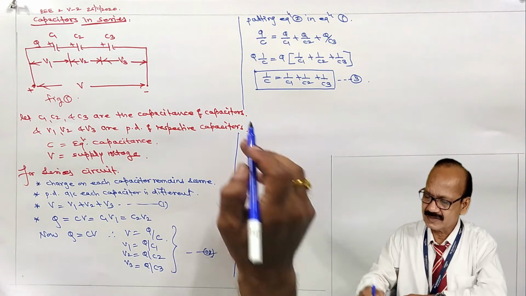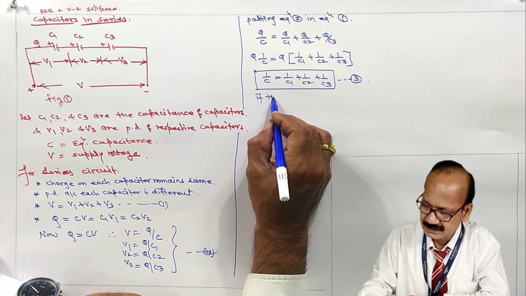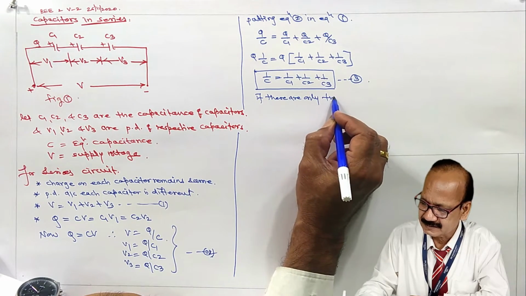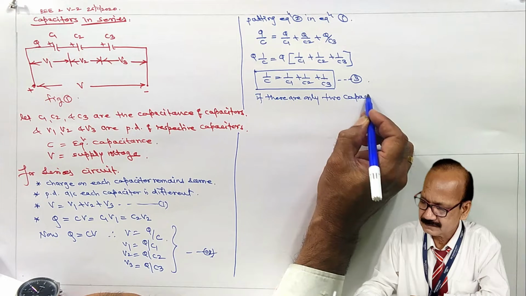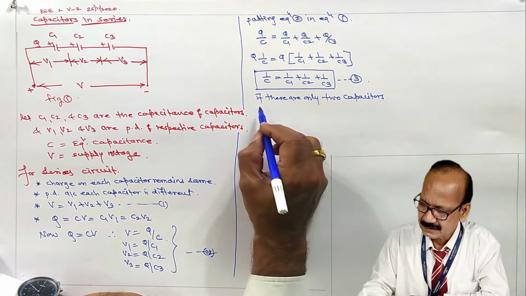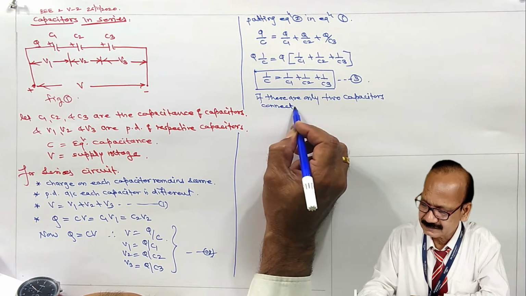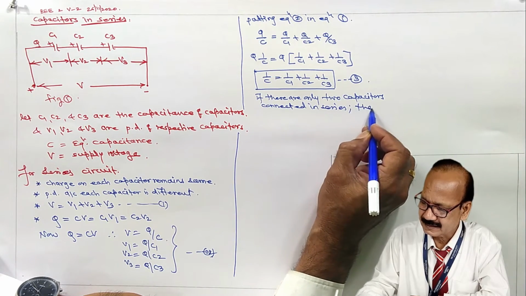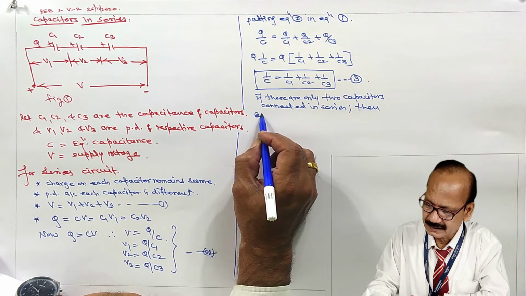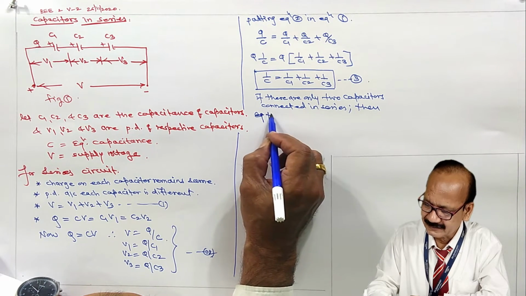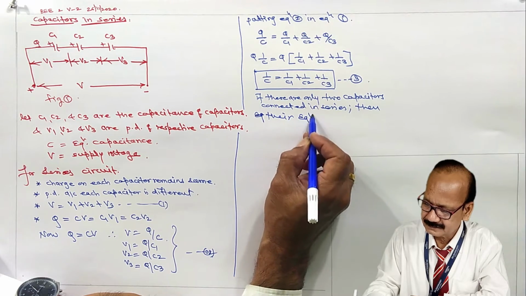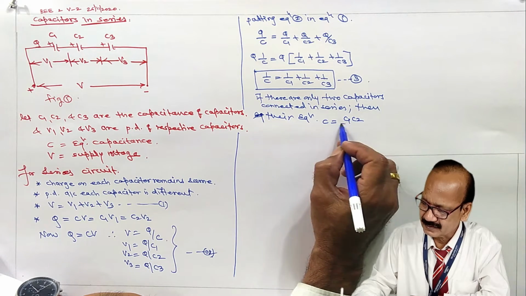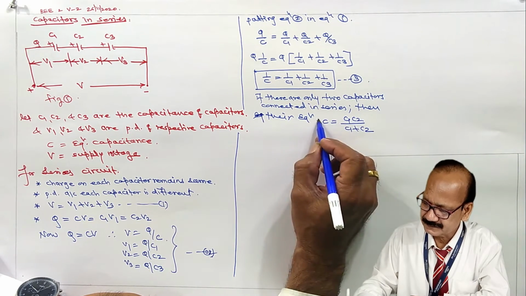Now, if there are only two capacitors connected in series, then their equivalent C equal to C1 C2 upon C1 plus C2.